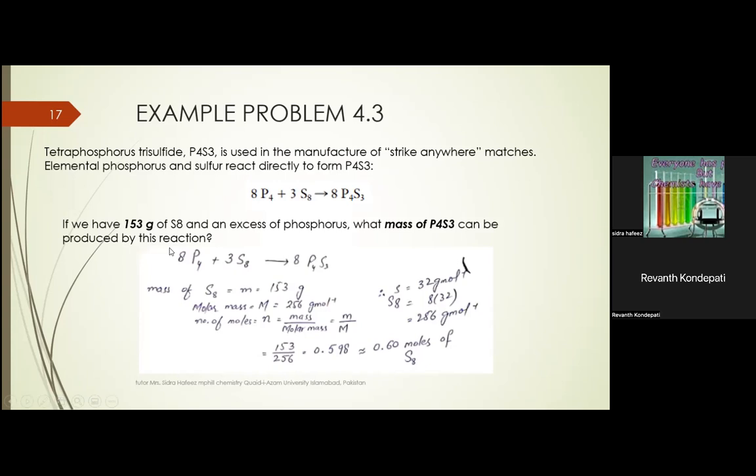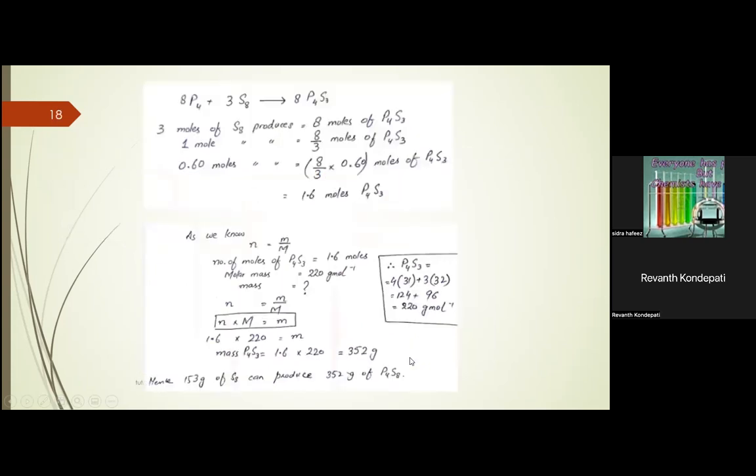produced by this reaction? Now you have to calculate the expected amount of product from the given amount of reactant. So after writing the balanced chemical equation, we will calculate the number of moles of sulfur from this given mass of sulfur. 153 given mass divided by its molar mass. The atomic mass of sulfur is 32, multiplied by 8, as you can see this is octa-atomic, 256 gram per mole. Mass divided by molar mass, then we will get 0.598, about 0.60 moles of S8.